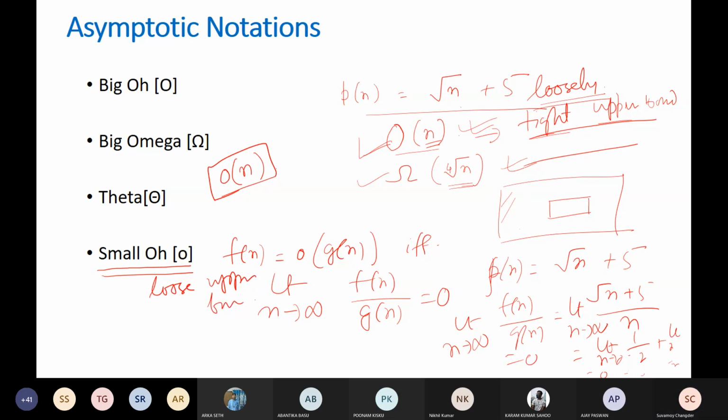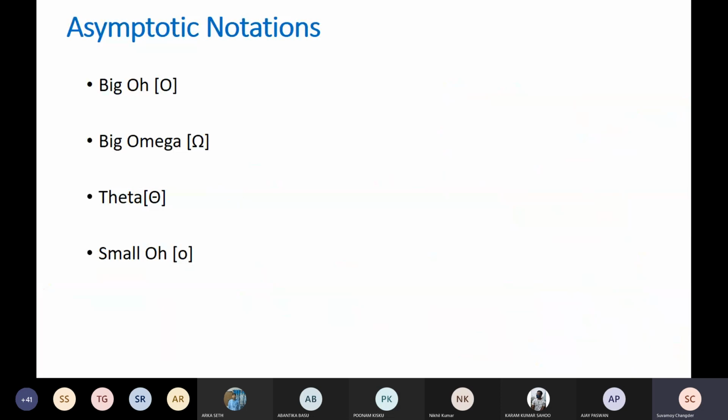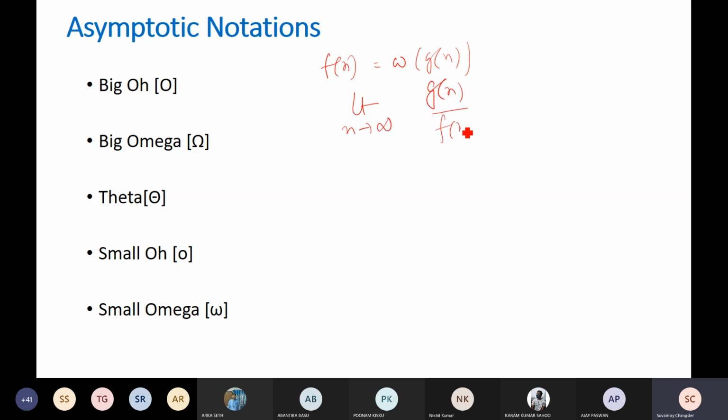Similarly, we have the loose lower bound, which is known as small omega. Here it is just the opposite. We can say that f(n) equals small omega of g(n) if and only if the limit as n tends to infinity of g(n) by f(n) equals 0. Okay.